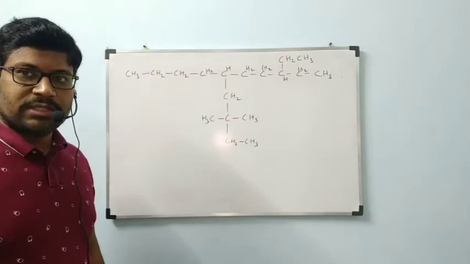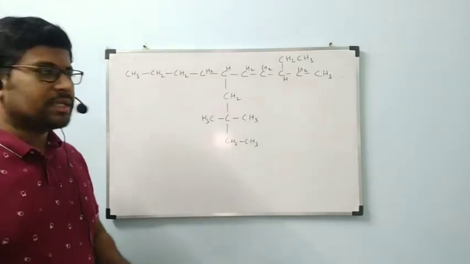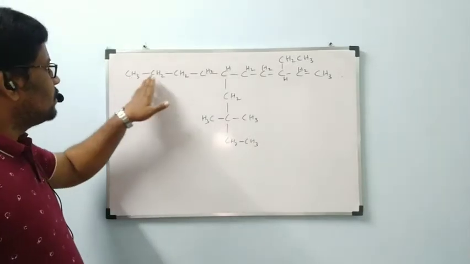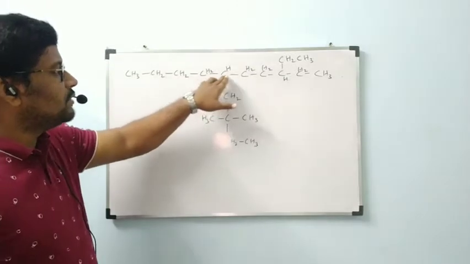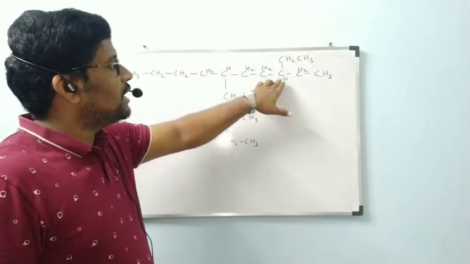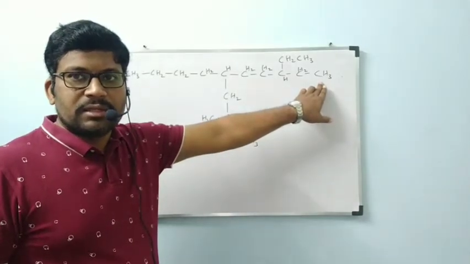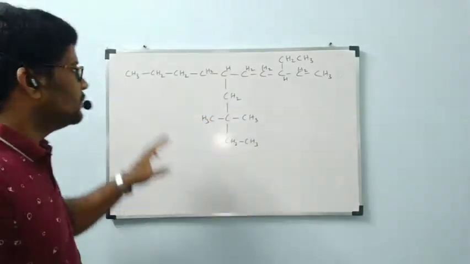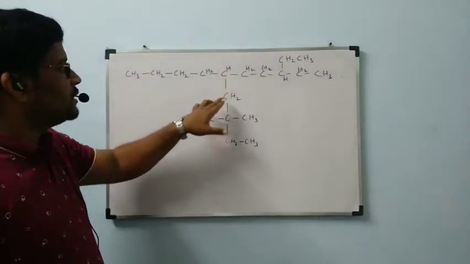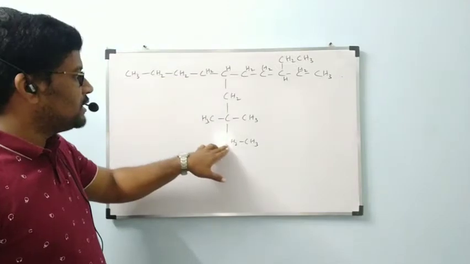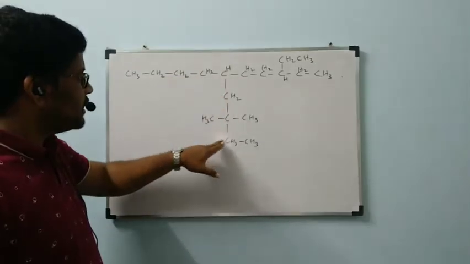How to give the name of this compound? One small rule is there. 1, 2, 3, 4, 5, 6, 7, 8, 9, 10. 10 carbons are there. Straight chain. Next, 1, 2, 3, 4, 5, 6, 7, 8, 9.